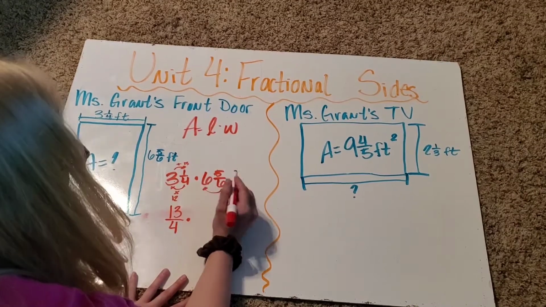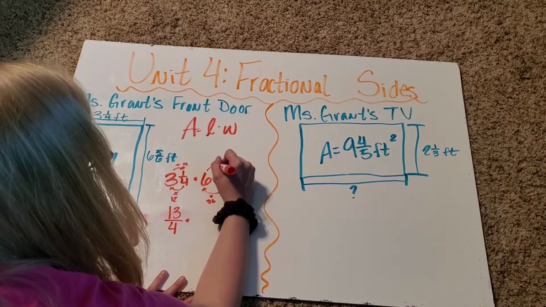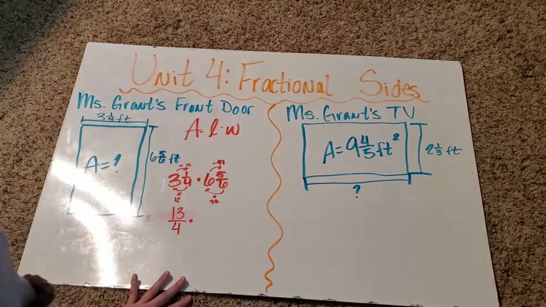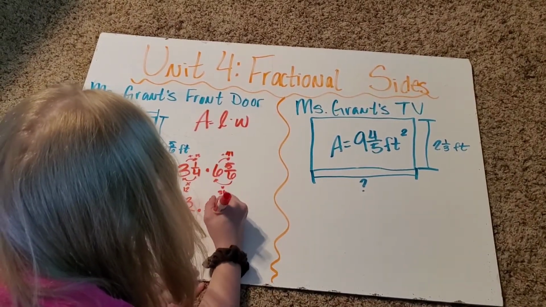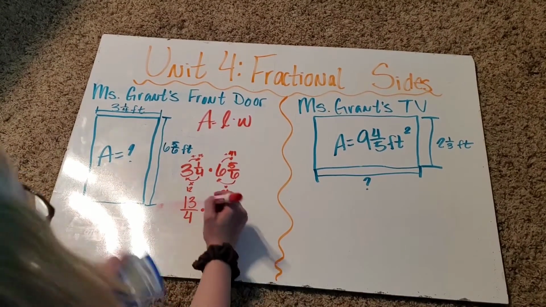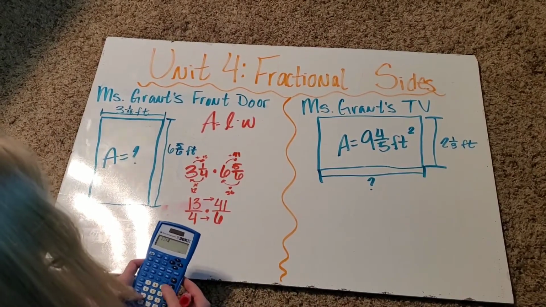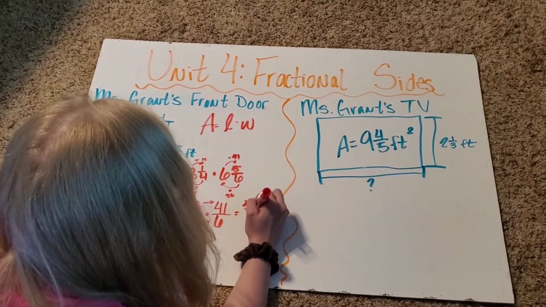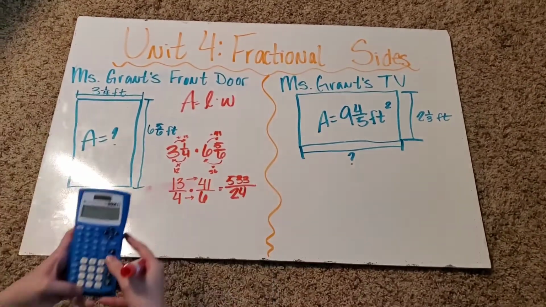6 times 6 is 36. Okay, and then 36 plus 5 gives me 41. All right, so this is actually 41 over 6. Okay, from here, we just multiply straight across. So 13 times 41 is 533. And 4 times 6 is 24.